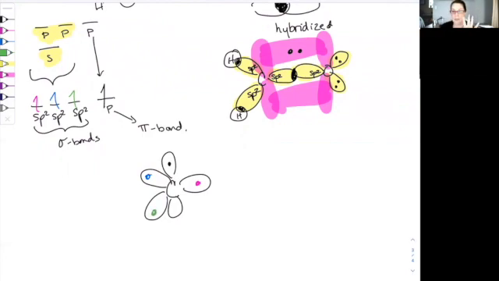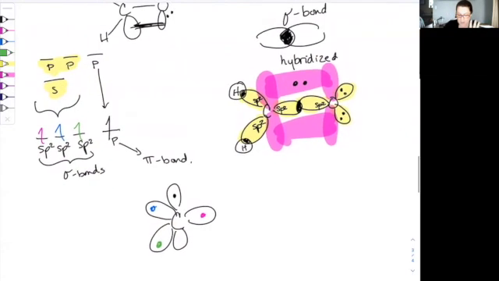Okay, so carbon has four valence electrons. It takes three of them and puts them in three hybridized orbitals when it's going to make three bonds. The last one here that we left in black is the one that's left over in the p orbital.